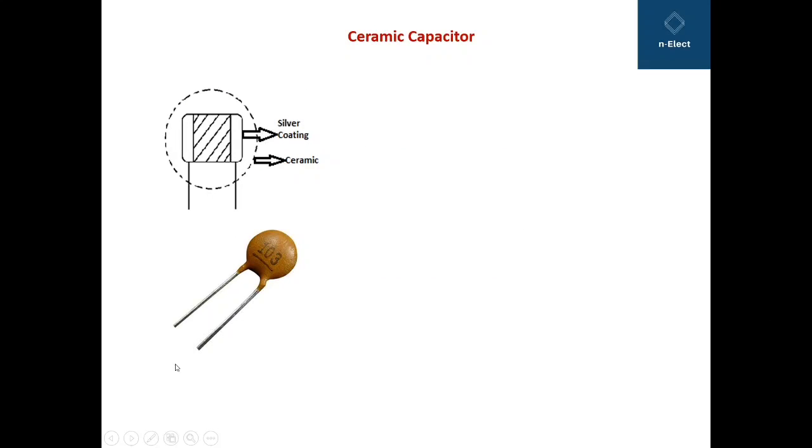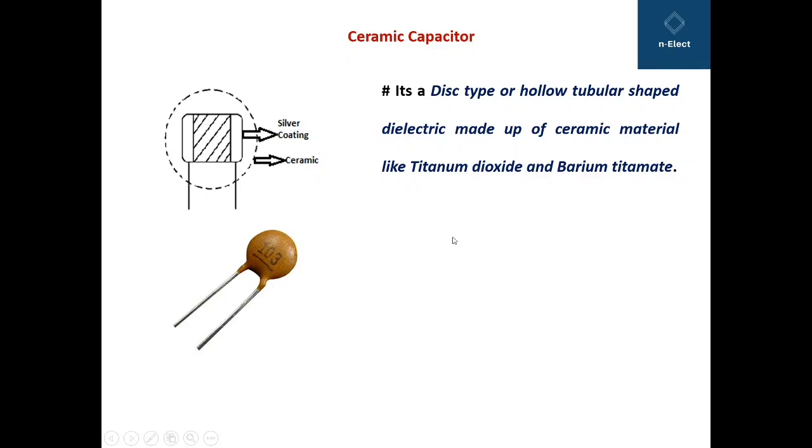Here also you can see how the ceramic capacitor looks with the coded value, and here you can see the internal diagram of the ceramic capacitor. It is a disc type or hollow tubular shaped dielectric, meaning there are two types, made up of ceramic material. There are different ceramic materials, but here we are talking about the ceramic material used in capacitors. The materials are titanium dioxide and barium titanate.